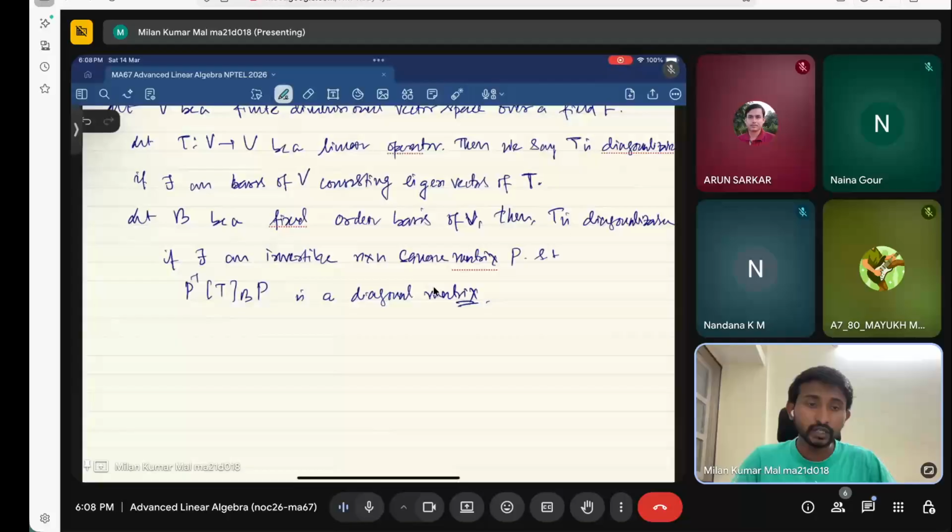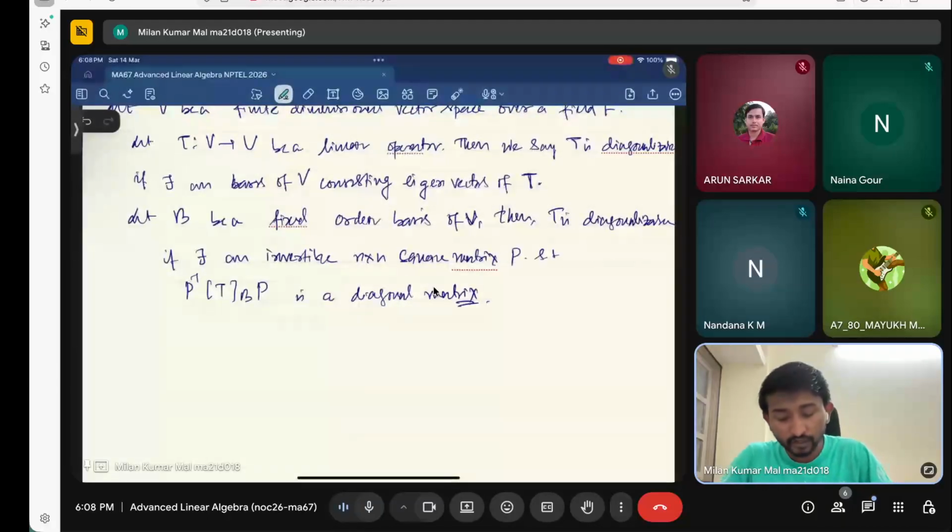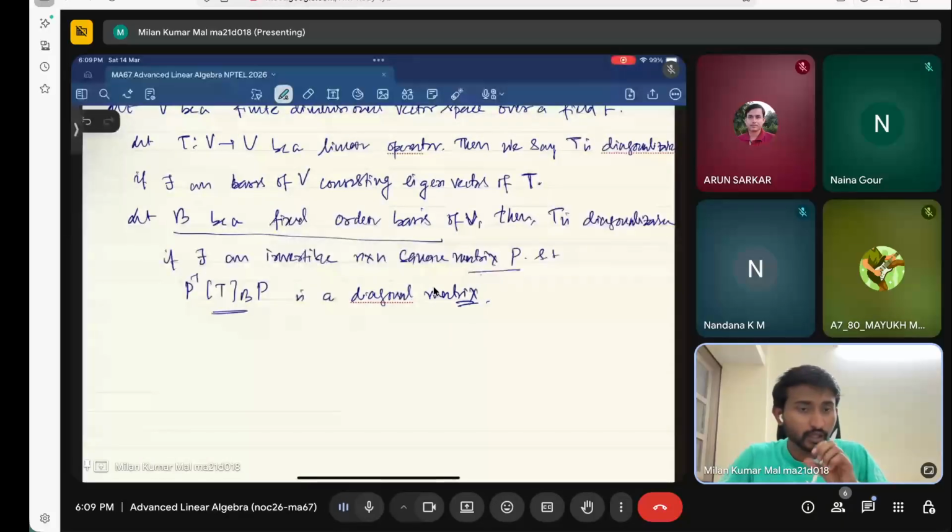Whenever I am considering it as a linear operator on the vector space V, then it is diagonalizable if V has a basis consisting of eigenvectors of T, and this fact is equivalent to the following: if you consider an ordered basis beta of V and its matrix representation with respect to that basis, then there must exist an invertible square matrix P such that P inverse T_beta P is a diagonal matrix. That means all the entries except the diagonal will be 0. Okay. So the 0 matrix itself is a diagonal matrix.